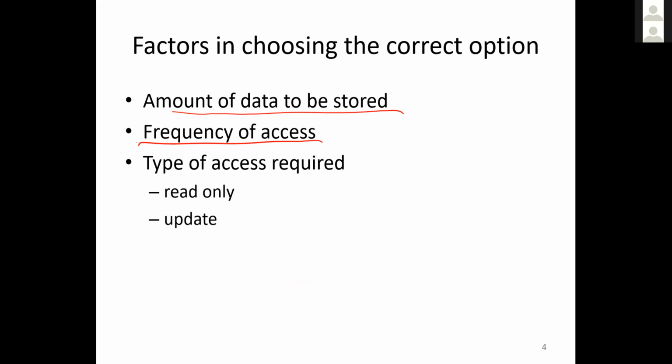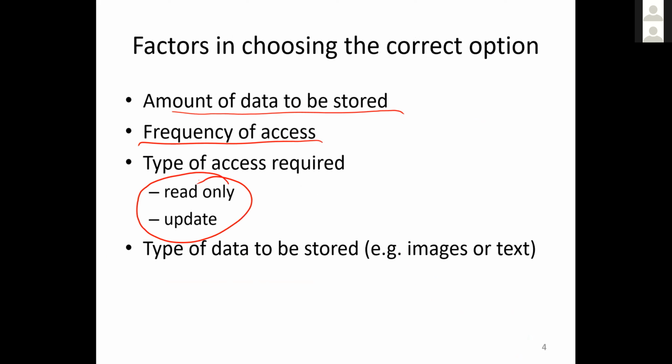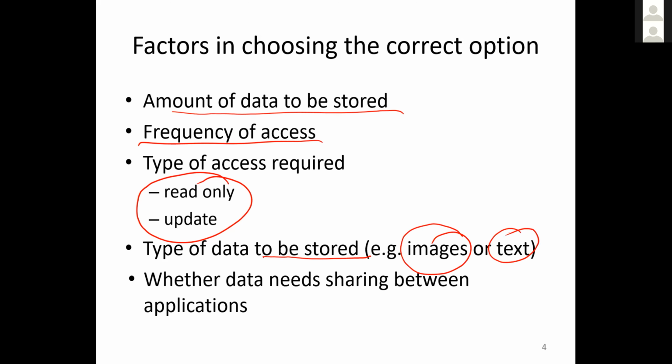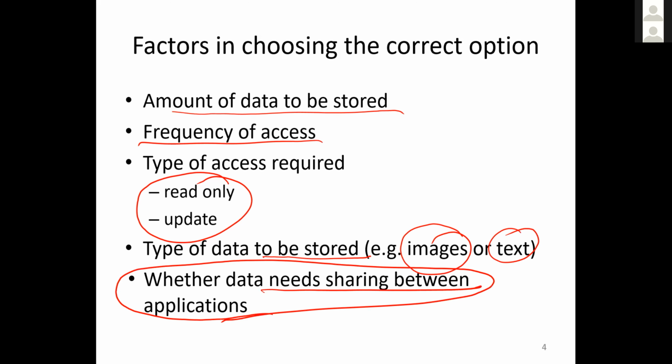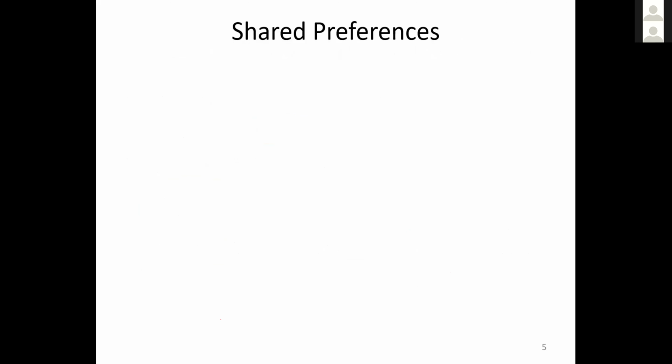So how do you choose which one to use? The amount of data, that is, the size, the frequency of access, whether you want read-only or an update, the type of data to be stored. Are they images or text? That is also very important. And whether that data needs to be shared between applications, one application sharing with the other. Does that need to be done?